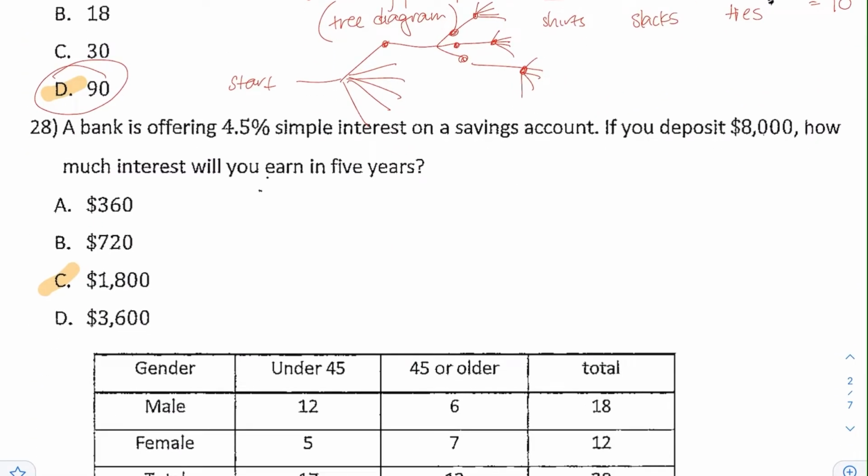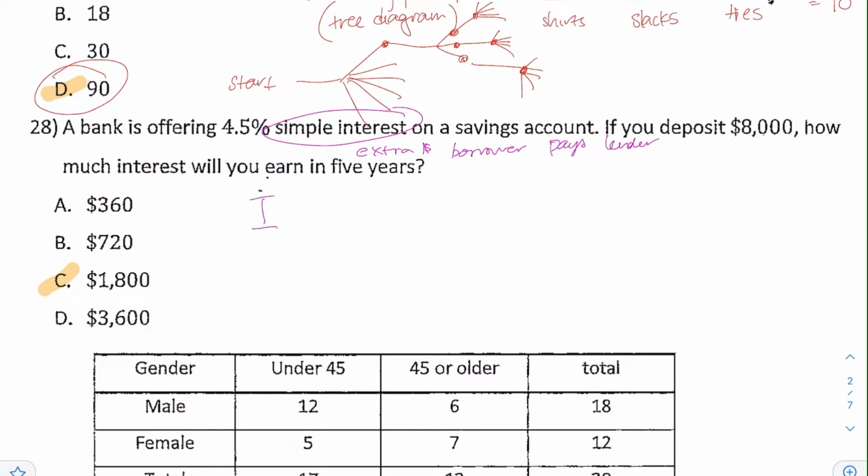Next, for number 28, a bank is offering 4.5% simple interest on a savings account. And if you deposit $8,000, how much interest will you earn in 5 years? So interest is the extra money that the borrower pays the lender. And in this case, the bank is borrowing your money if you put money into a savings account. So the bank will give you extra money for depositing some money in there.